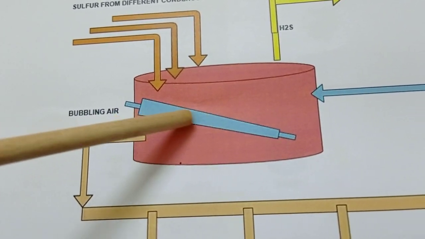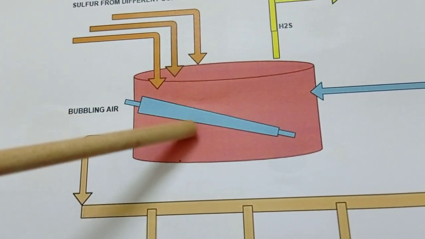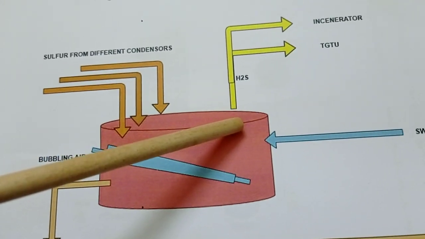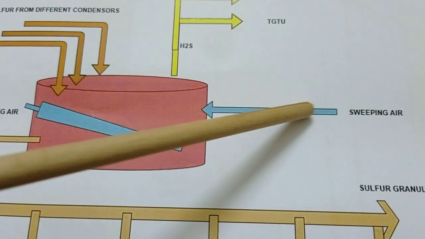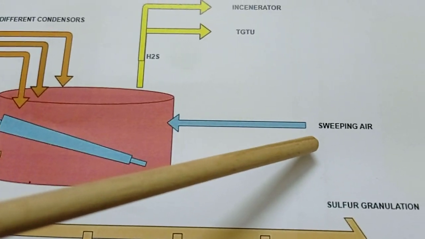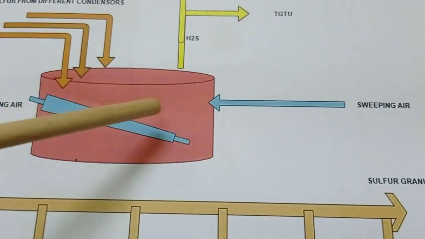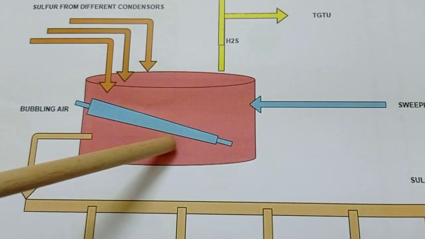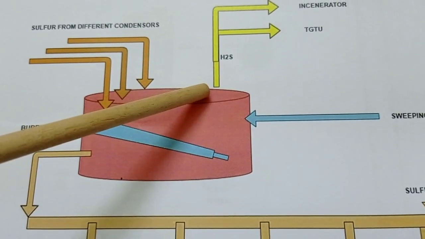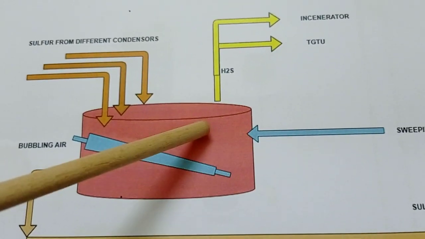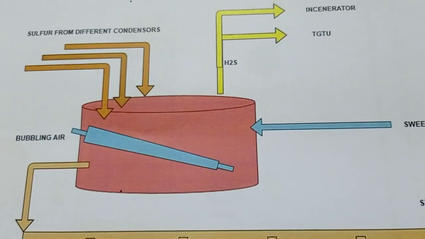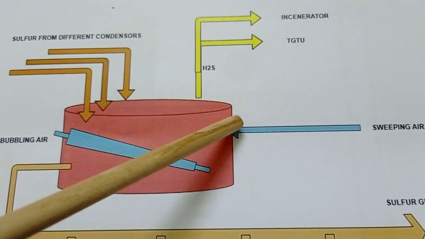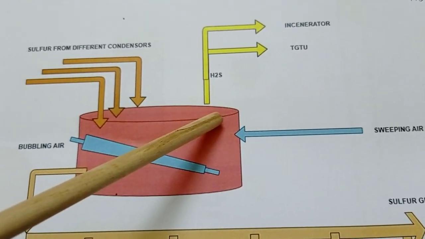When air is bubbled through the sulfur, whatever gases are present in this pit, H2S will come out. And here we will have another provision, a pipe, called sweeping air. Sweeping air is introduced so that whatever H2S or gas is generated by the bubbling comes up and should be removed. There must be a pressure to remove these gases, so for that we introduce a sweeping air provision. Whatever gases are there are swept away to here.